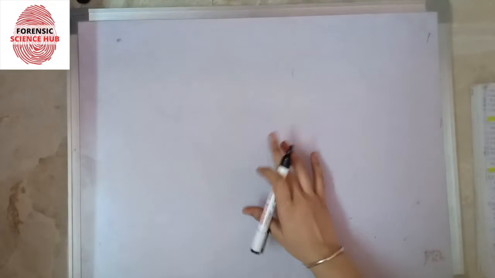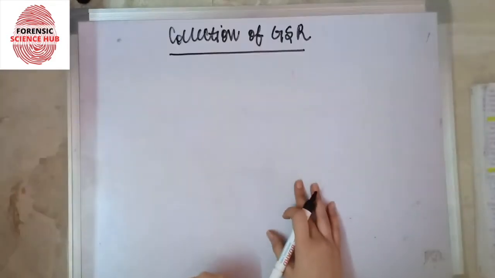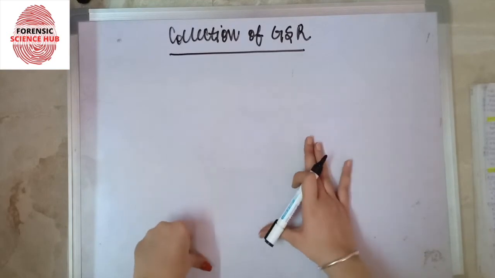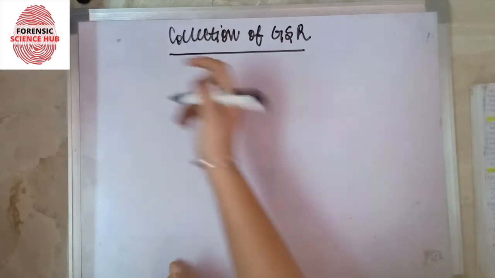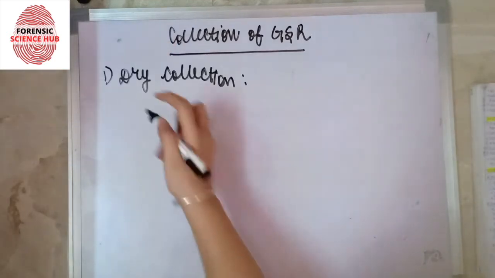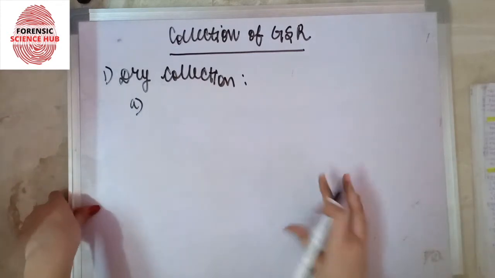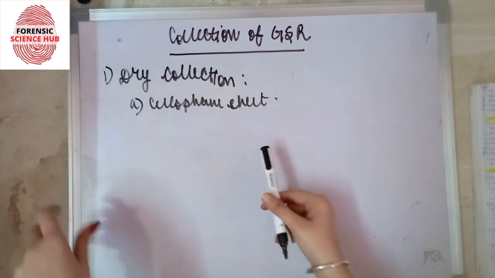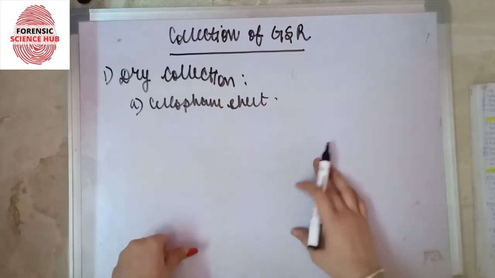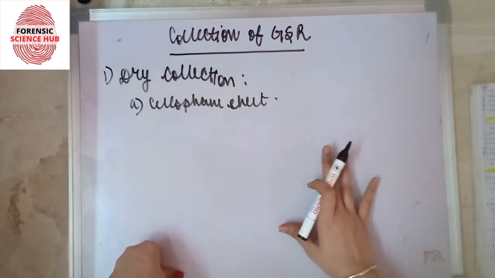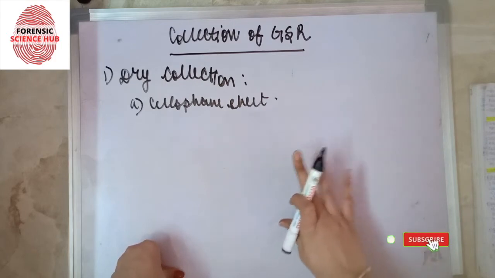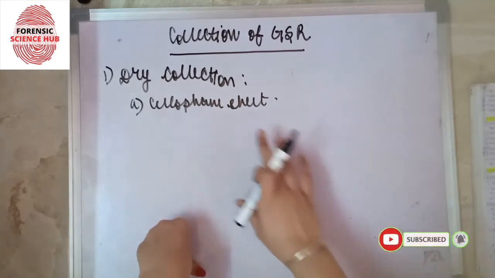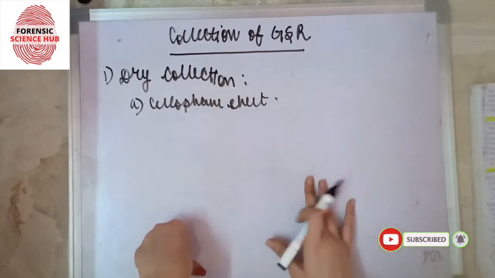Now comes collection of GSR. There are different kinds of methods by which we can collect GSR, one of which is dry collection. In this, the cellophane sheet method can be used. A cellophane sheet is taken and impregnated with acetic acid. Then it is pressed over the site where the GSR is present, and after that the cellophane sheet is picked up and examined.